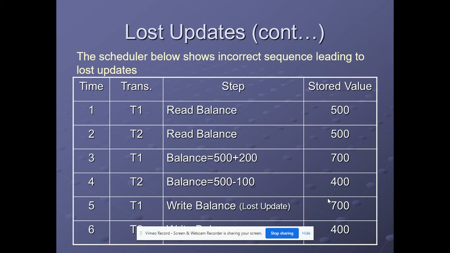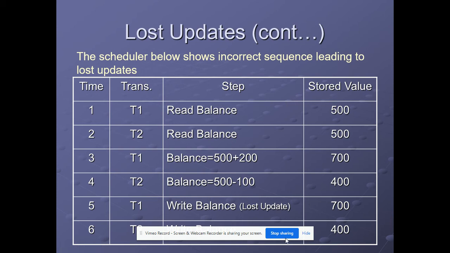So this is happening simultaneously, like T1 and T2. There is a read balance for T1 and a read balance for transaction 2. So this is happening concurrently, simultaneously. So you see, this 700 has not been saved, because the update is being made when somebody is accessing the database and making some changes also. So 700 has been lost here.